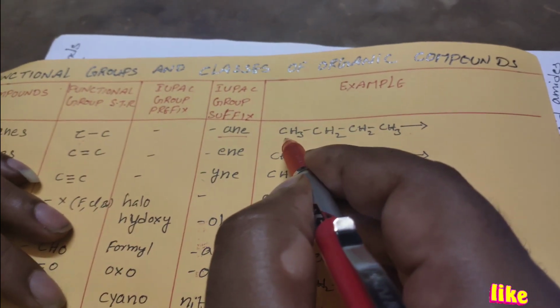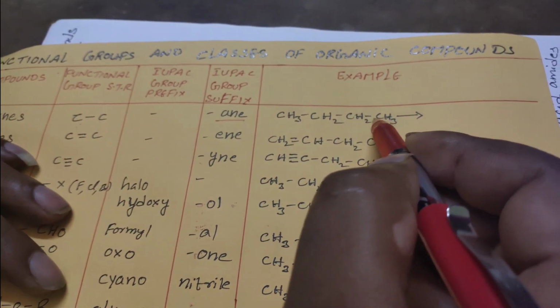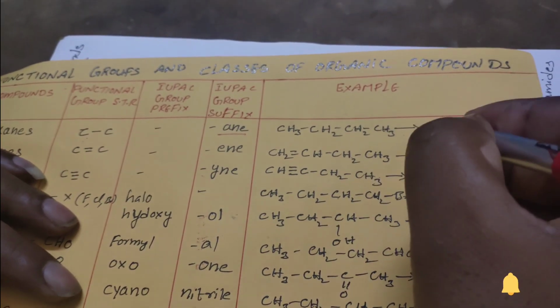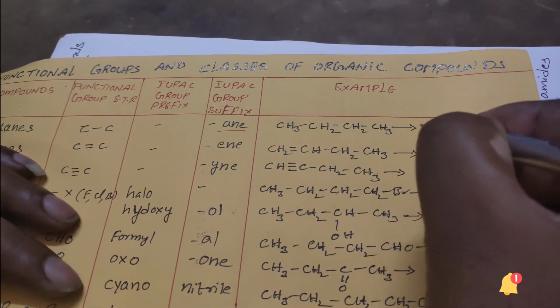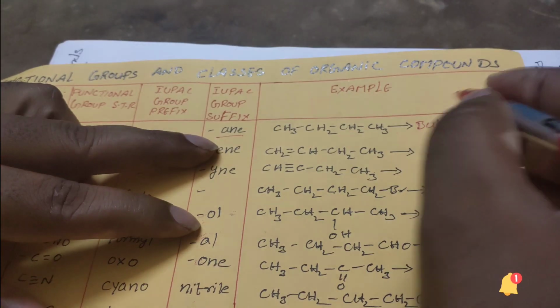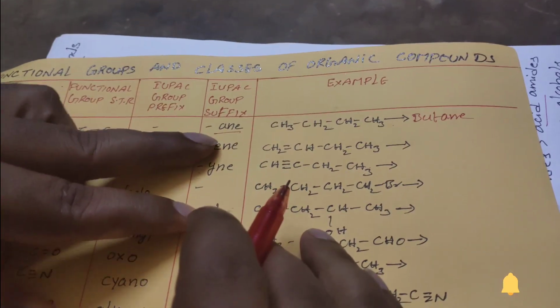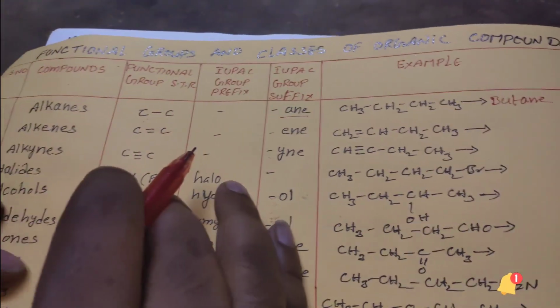The total number of carbons present in the given structure is 1 2 3 4. So the root word is but. And between the carbon and carbon there is a single bond, so the name of the compound is butane.